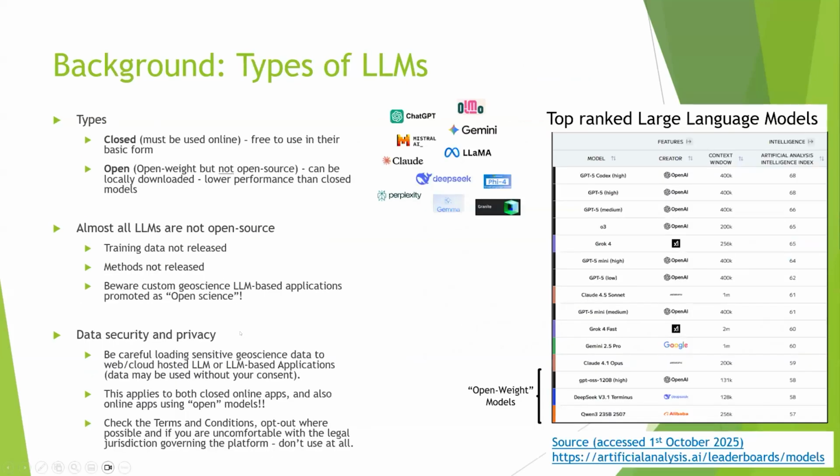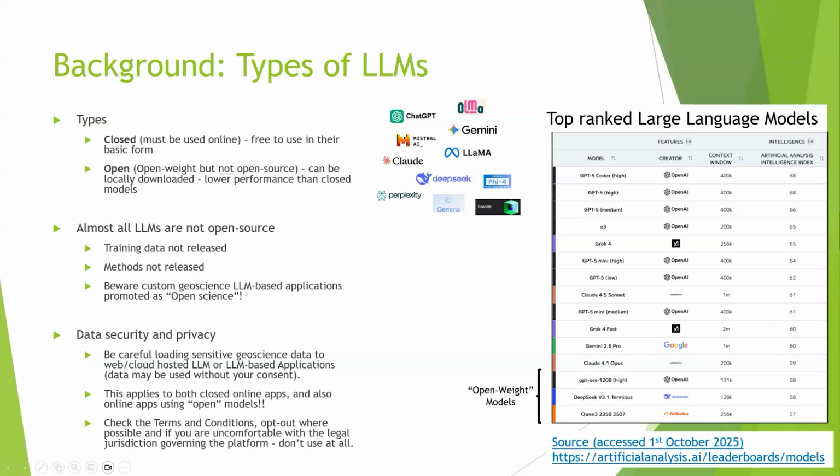Now, there are many free-to-use language models. There are closed models, in other words, you have to use them online. They're free to use in a basic form, and then you pay to use some of the more advanced features. And then we also have open or open weight models, which can be locally downloaded. So you can download one and run it entirely on your machine or your own infrastructure that no one else can see. They tend to be lower performance than closed models. If you see the table on the right, you'll see the current leaderboard, and the open weight models are just towards the base there, although that gap has been closing over the last few years.